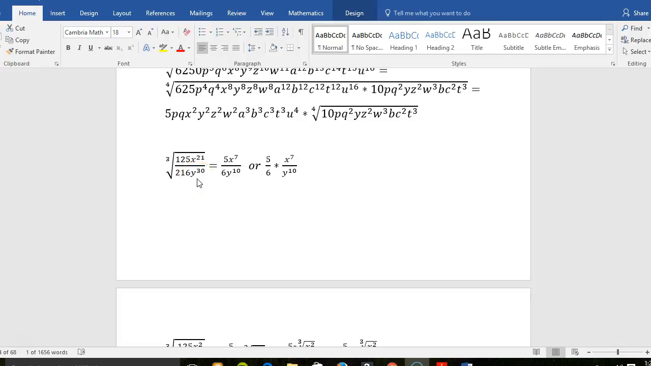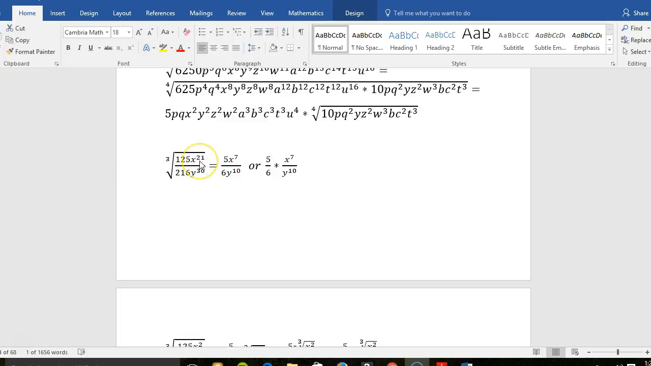Hi, let's do some more examples. The cube root of this numerator over this denominator, this is going to be an easy one. The cube root, we just do the cube root of the top over the cube root of the bottom, from the radical laws and rules. So the cube root of 125 is 5. The cube root of 216 is 6.